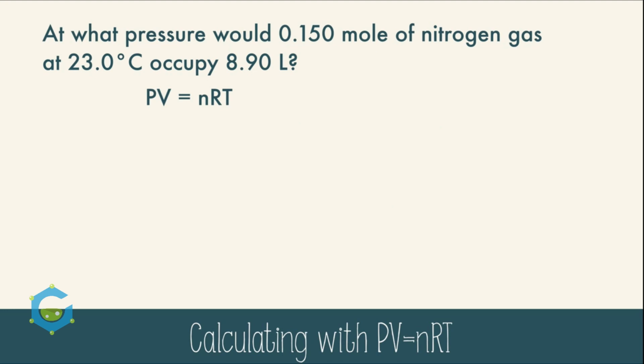At what pressure would 0.150 moles of nitrogen gas at 23 degrees Celsius occupy 8.9 liters? We're going to use PIV-NERT here, and since we're trying to find pressure, we'll rearrange the equation to get pressure by itself. Now we just need to actually plug in our data.